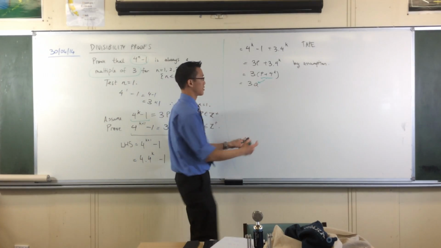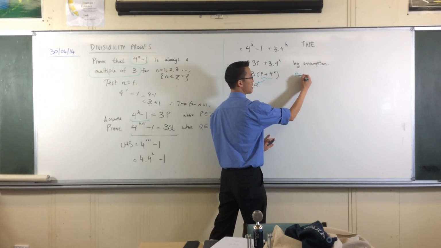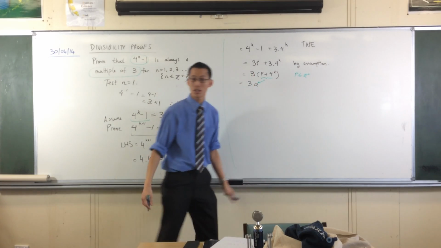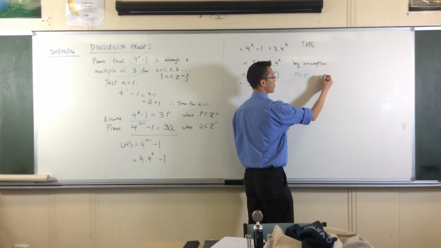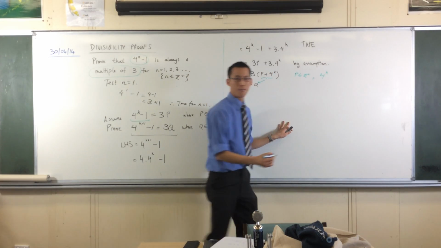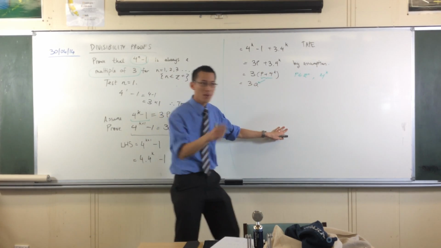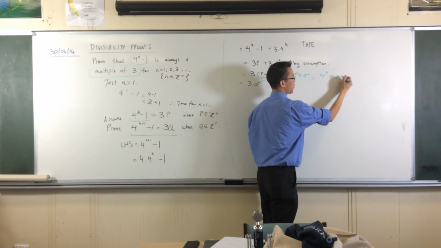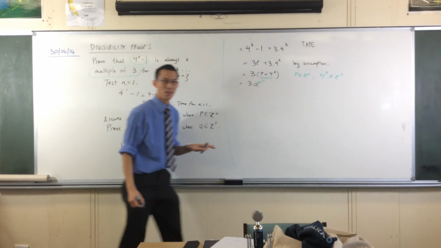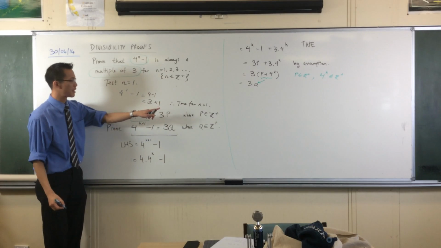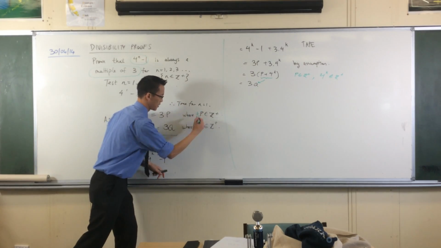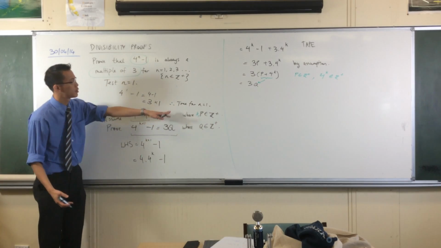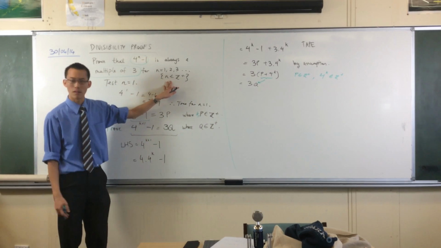Well, it's made of 2 pieces, isn't it? It's got p, and that's a positive integer, right? And it also has 4 to the k, right? Now, 4 to the k, I know that's a positive integer. How do I know? Because I put some, oh, I didn't say it, did I? Fixed. Because k has to follow the same conditions that n does, right?